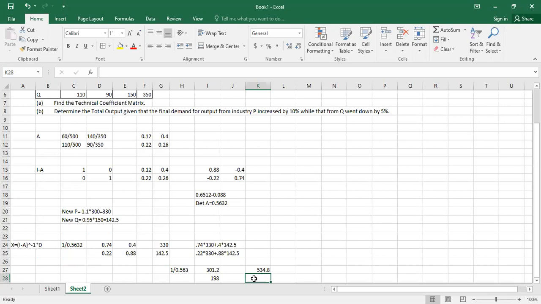351.56. Yes, 351.56. So that will be our total output. So we can say that sector P gave us 534.8, then sector Q gave us 351.56. Right? That is for a two-sectoral economy.